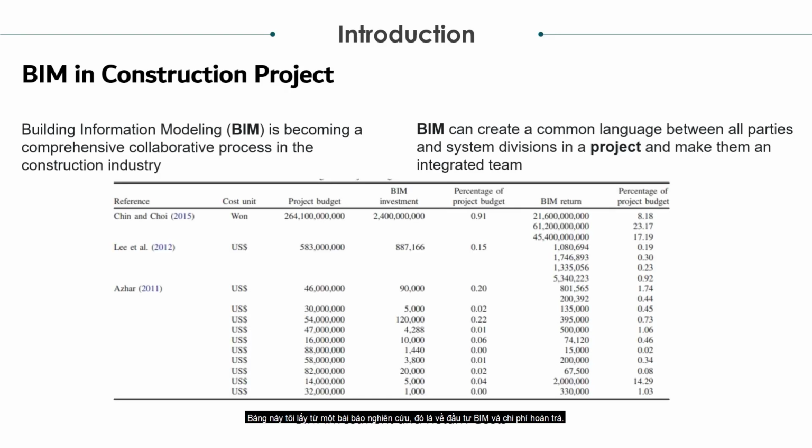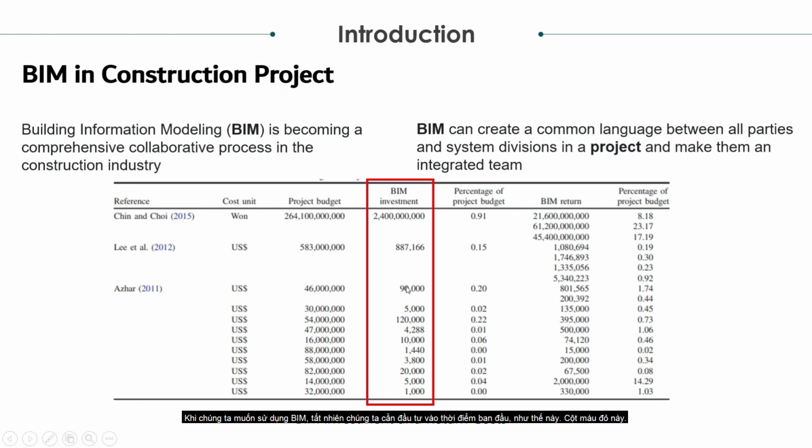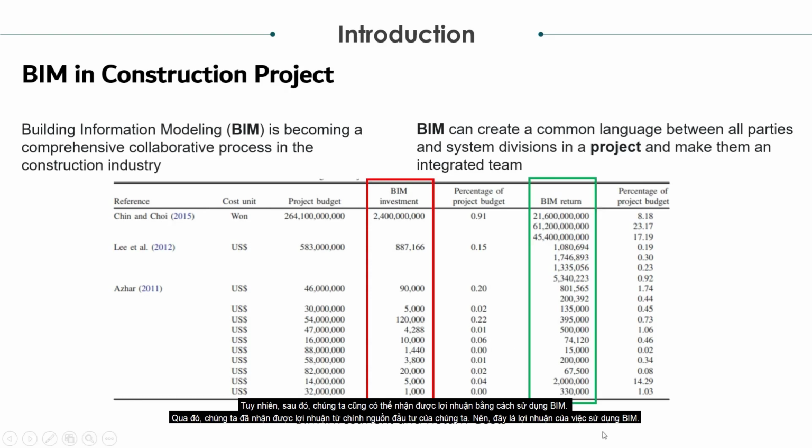This table I got from a research paper. It's about BIM investment and return cost. When we want to use BIM, of course we need an investment at the initial time, like this, the red column. But after that, we can also get a return by using BIM. So we get a return after our investment. As we can see here, when the project uses BIM, they invest 0.91% of the project budget, and after that, they can get a return of about 8.18% of the project budget.